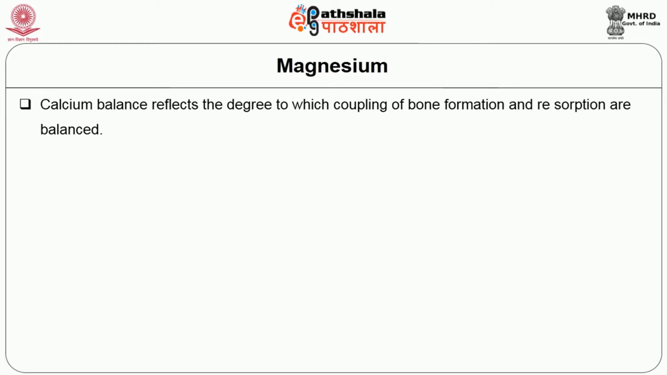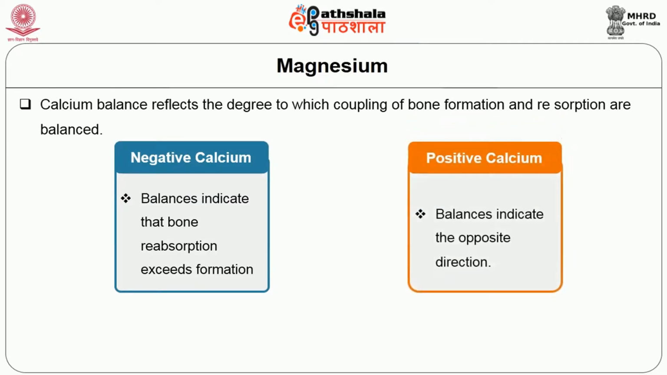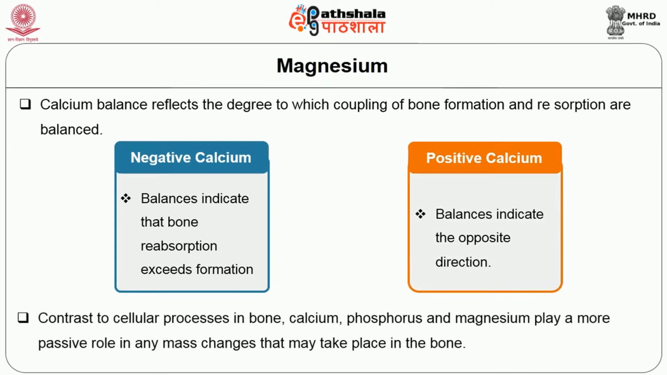Calcium balance reflects the degree to which coupling of bone formation and resorption are balanced. Negative calcium balance indicates that bone resorption exceeds formation. Positive balance indicates the opposite. In contrast to cellular processes in bone, calcium, phosphorus and magnesium play a more passive role in any mass changes that may take place in the bone.